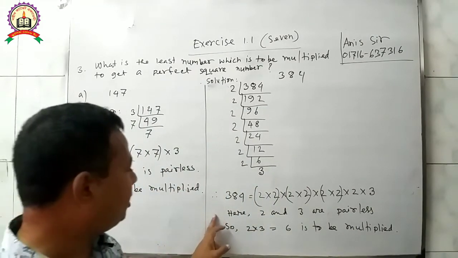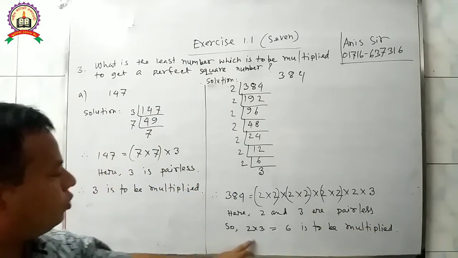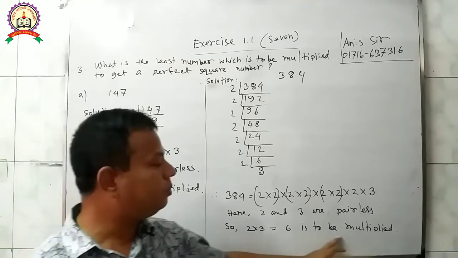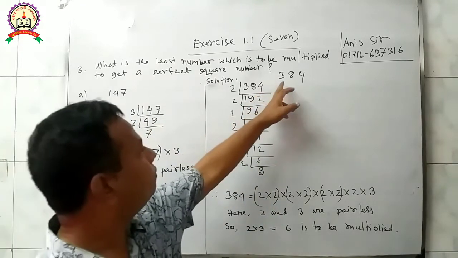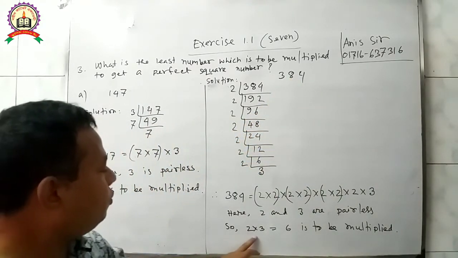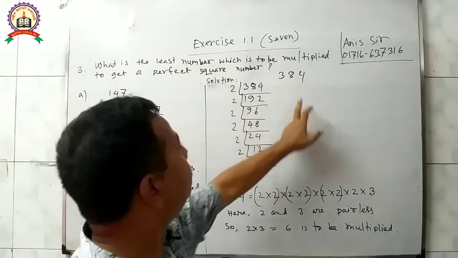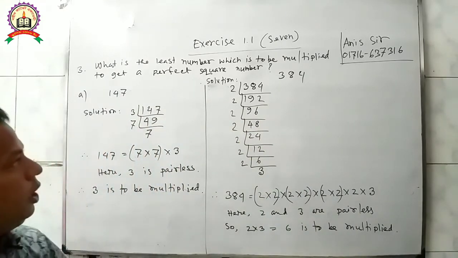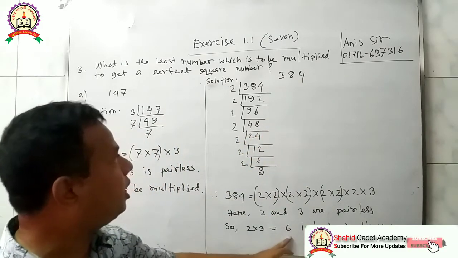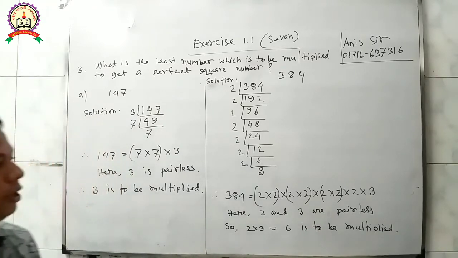Here, we have to write in this way: 2 and 3 are pairless. So 2 into 3 equal to 6. 6 is to be multiplied with 384 to get a perfect square number. If we multiply 384 and 6, then we get a number that is a perfect square number.